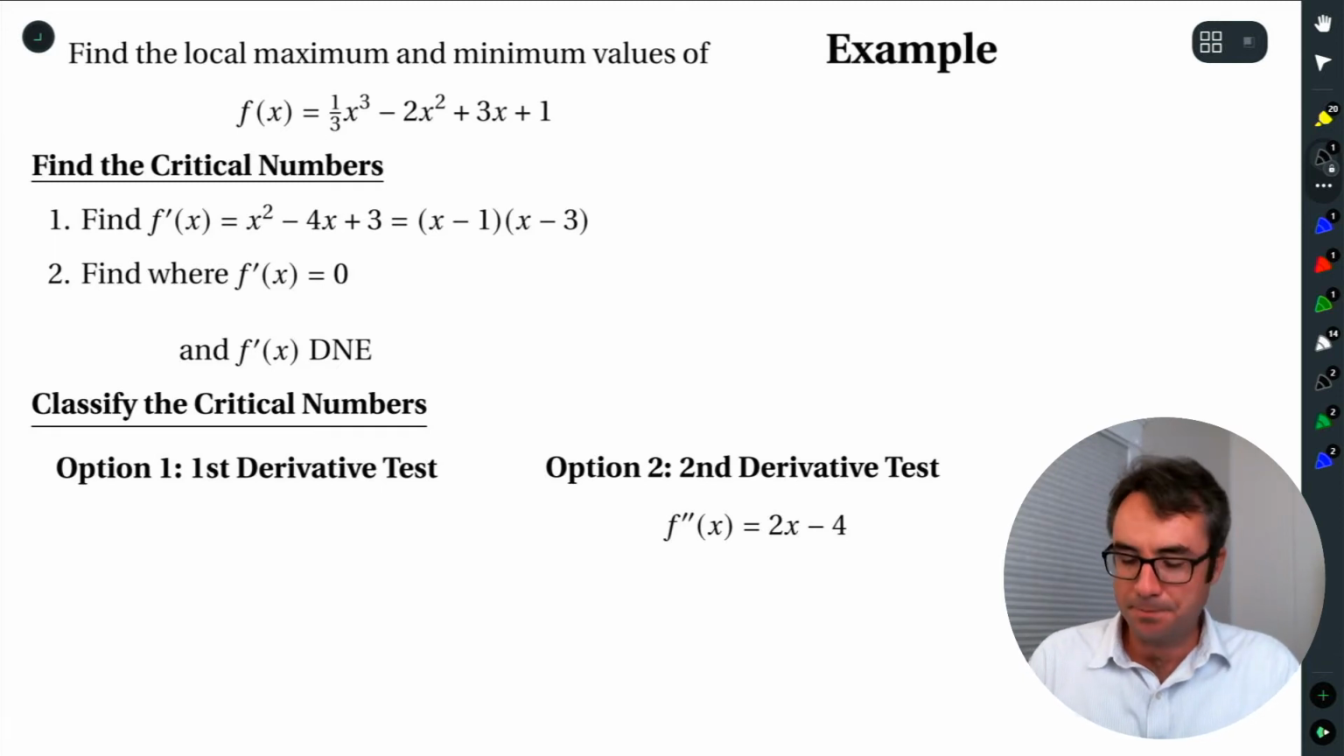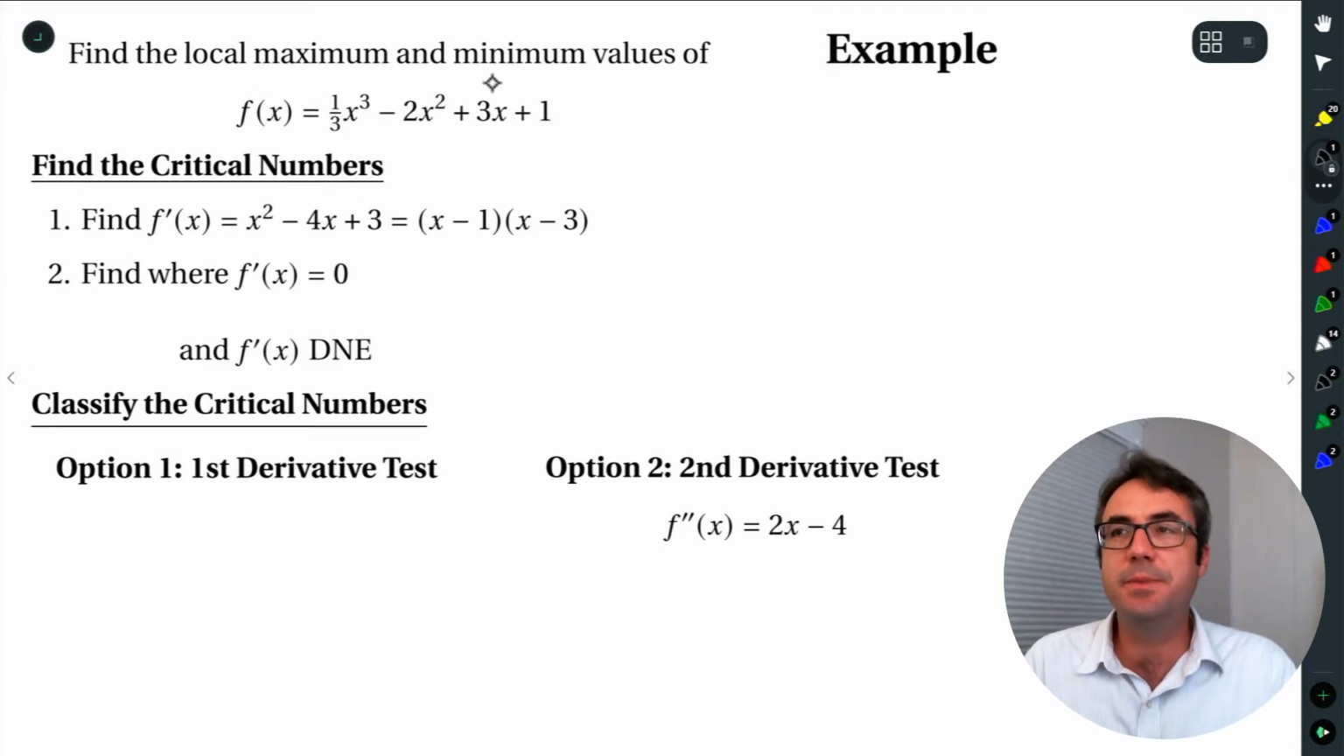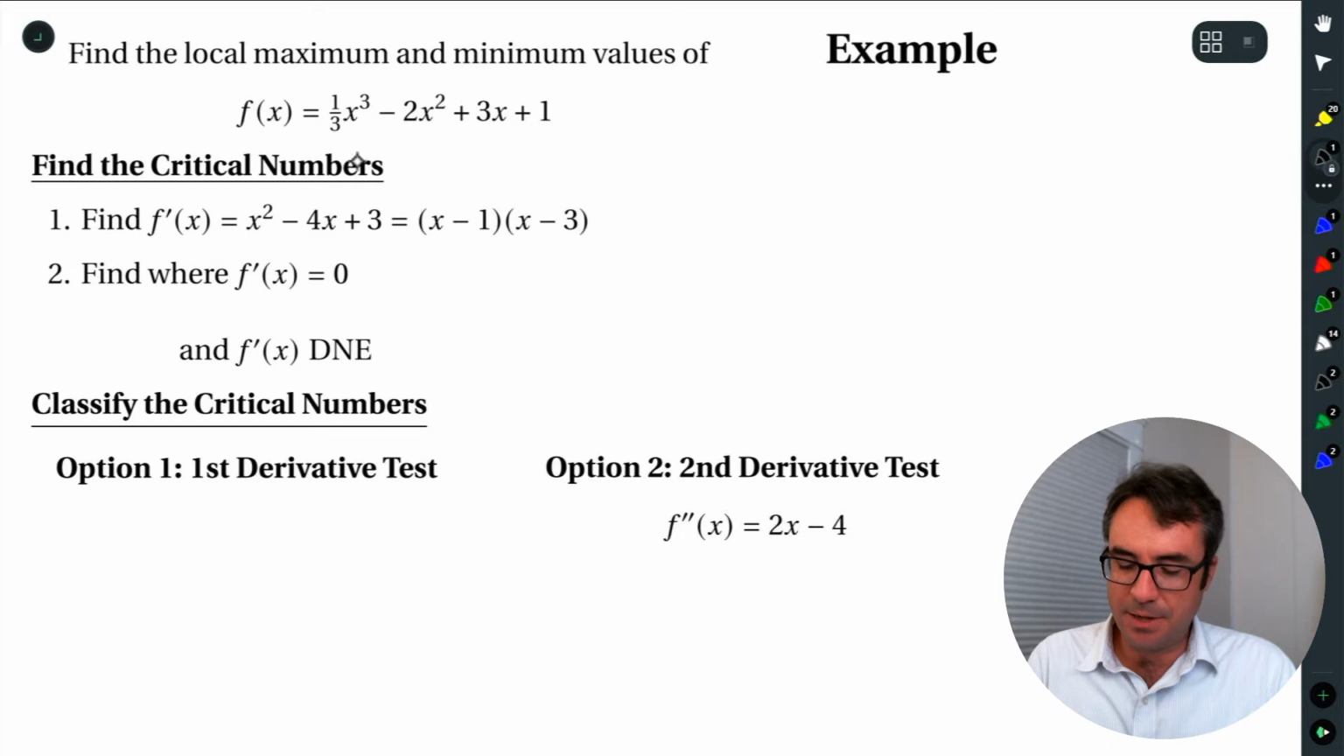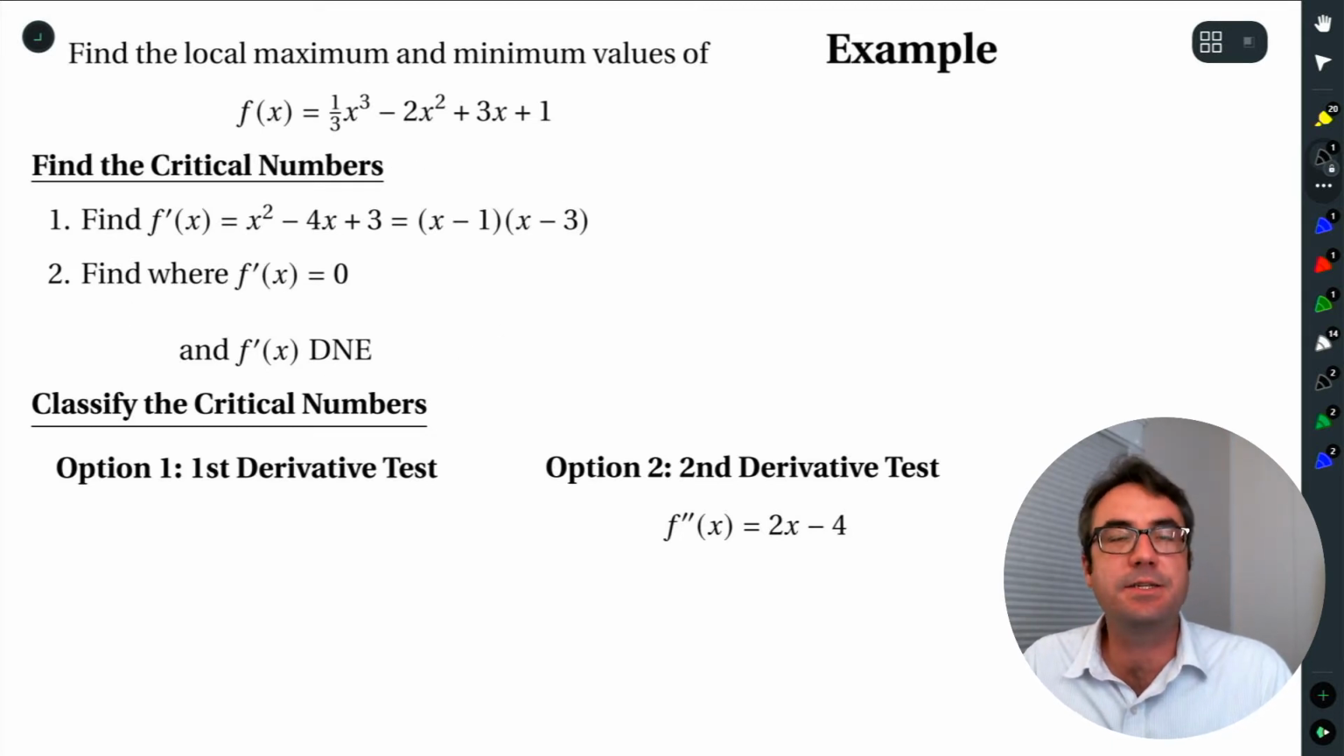All right, let's try this example. We're going to find the local maximum and minimum values of this function f of x equals 1/3 x cubed minus 2x squared plus 3x plus 1. We've looked at this function before, I think when we talked about intervals of increase and decrease, and we're going to try it again here. Maybe some of the details we'll cover, but not in as much detail as we did in that section.